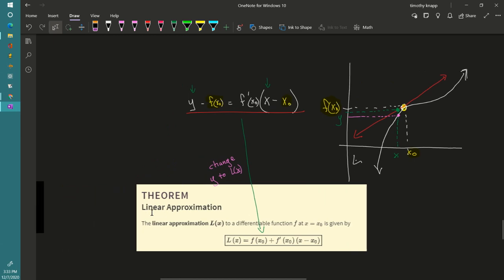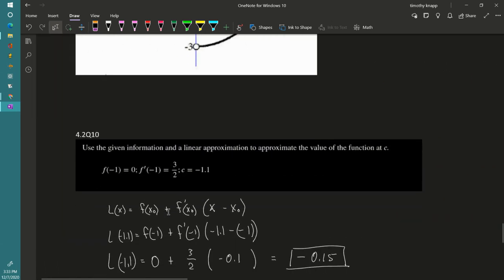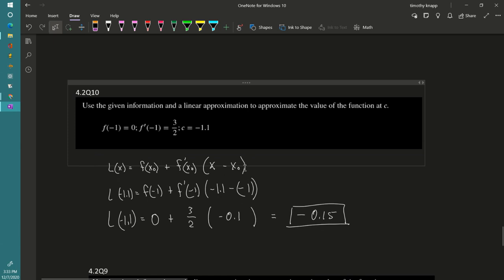Okay, and so let's go ahead and apply this to a few questions here. The theorem is placed up there. I've rewritten it here. Here's a question. It's 4.2, question 10. It says, use the given information and a linear approximation to approximate the value of the function at c. So for these ones, you just have to remember which value goes where, right? They give us the value of the derivative and the y coordinate. So this is the f prime, all right? And then f of -1 goes right here. So those are the x0's, and this ends up being an x0 as well, of -1.